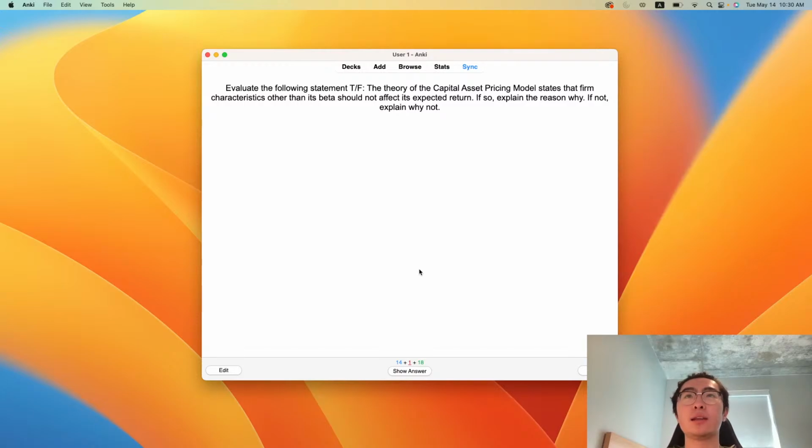The theory of the capital asset pricing model states that firm characteristics other than its beta should not affect its expected return. If so, explain why. If not, explain why not. So I think this is true. The CAPM is a single factor model. All of the returns of an asset should depend on its beta, which is its sensitivity to market returns.